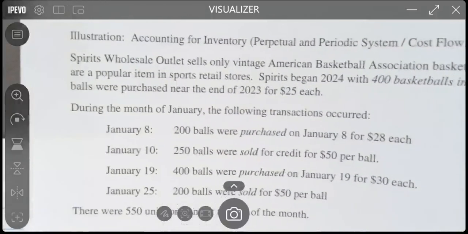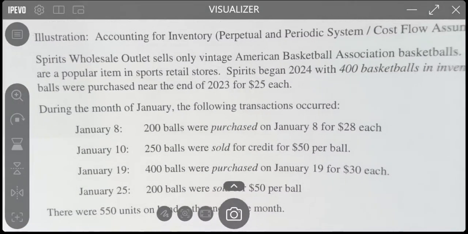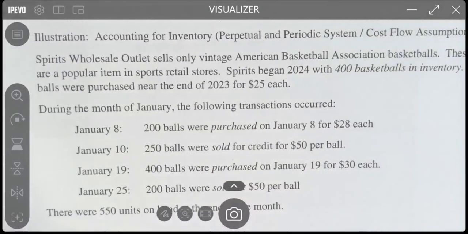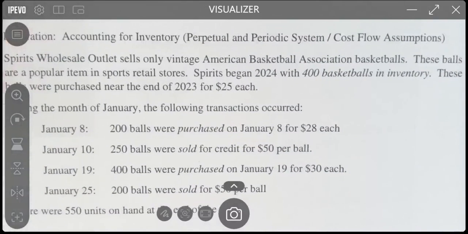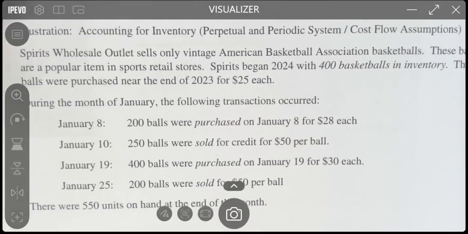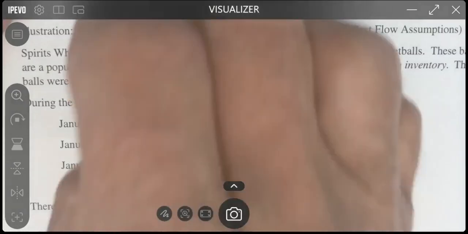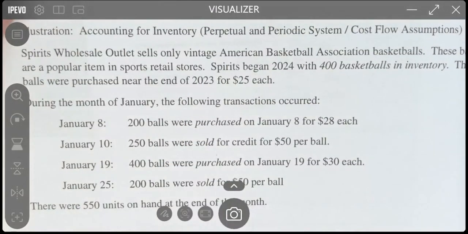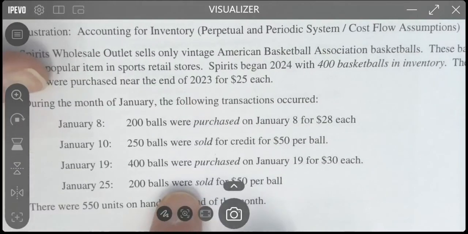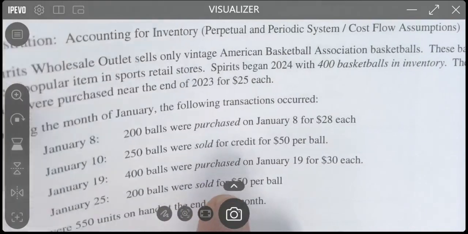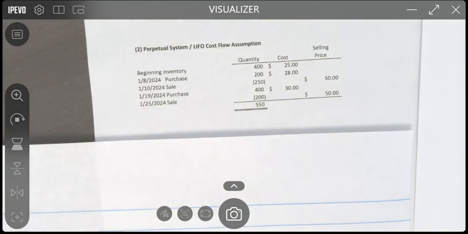Welcome to a video on illustrating the perpetual inventory system with the last in first out cost flow assumption. Same set of facts. So read over the facts to remind yourself. We went through them in the previous video in the perpetual inventory system first in first out FIFO video.